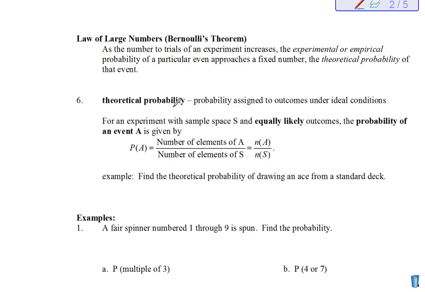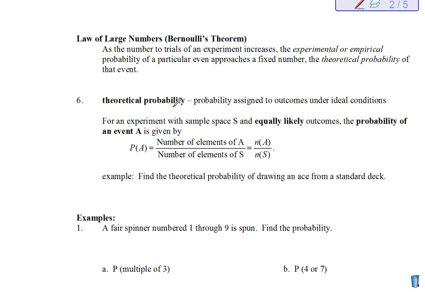So when I tossed the coin 10 times, I got 6 out of 10 heads. If I keep tossing, keep tossing, keep tossing more and more and more times, that will get closer and closer and closer to a half, because you should get heads half of the time. All right, theoretical probability is the probability that is assigned under ideal conditions. So it's what we think should happen.